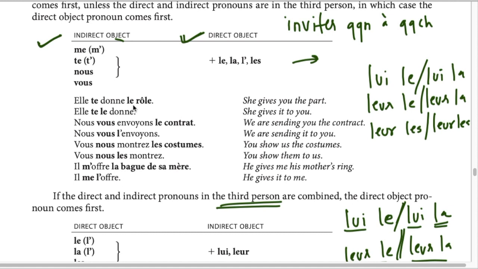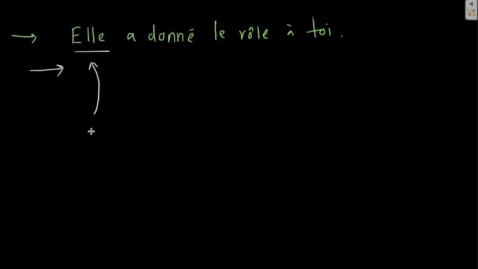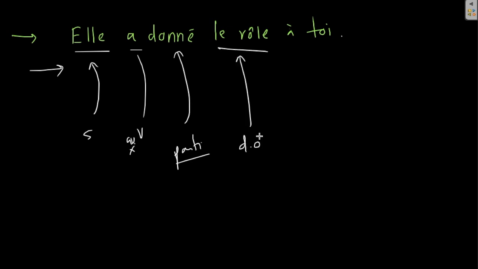This is the example. Elle te donne leur rôle. Elle donne leur rôle à toi. Correct. Right? This is indirect object pronoun. That's why it became te. Now this is a sentence. Elle donne leur rôle à toi. Okay? Direct object, indirect object. Direct object replacement will be what? Subject, auxiliary verb, participle, and this is the actual verb which is in participle format because this is passé composé. So this is direct object. And this is indirect object.